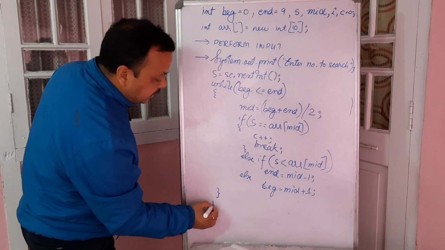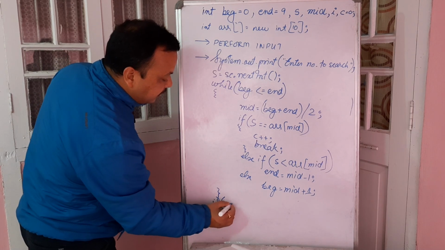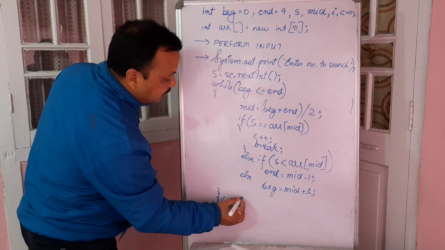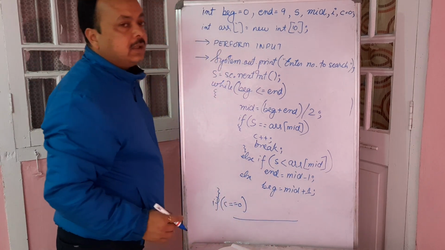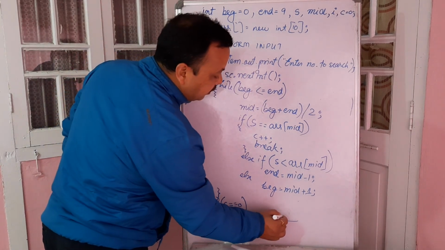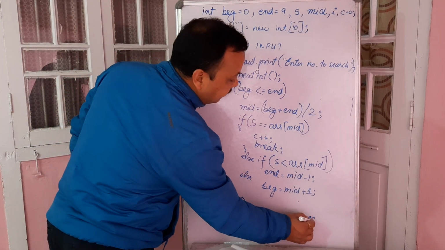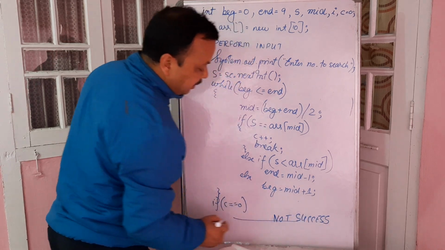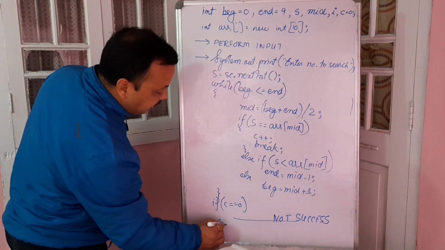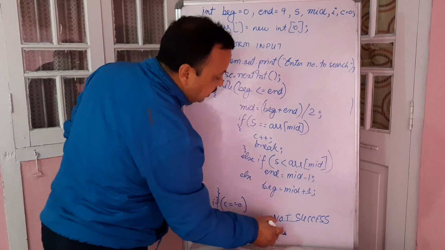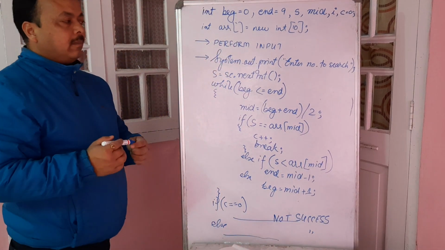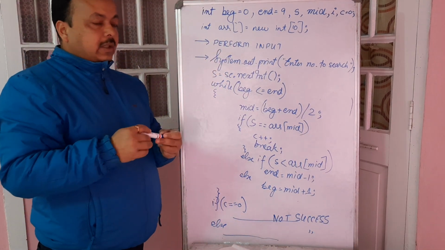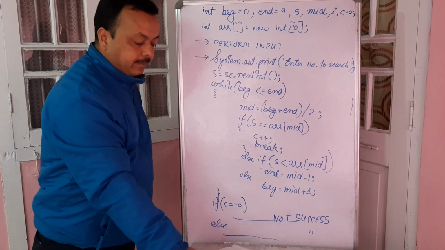After that you can easily say that if the value of C is equal to 0, the search was not successful. Otherwise, the search was successful. So you can try the code. Thank you.